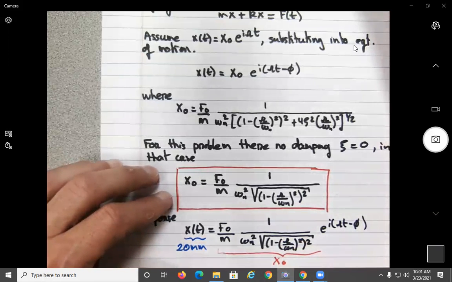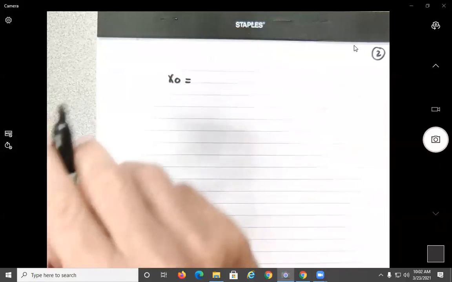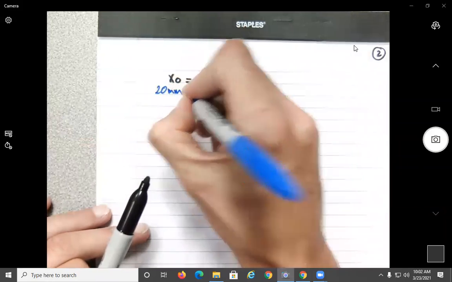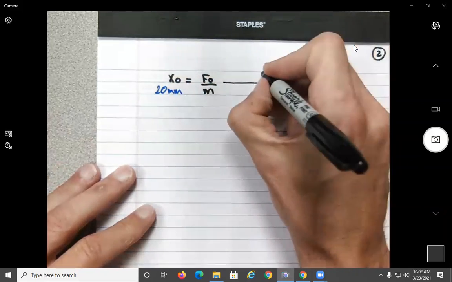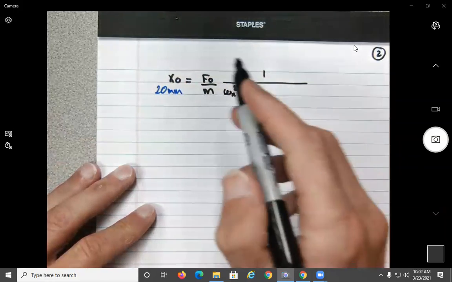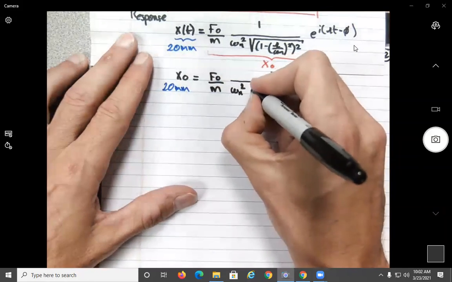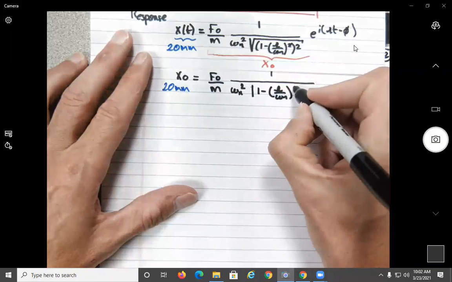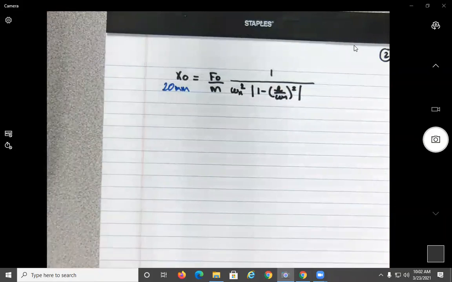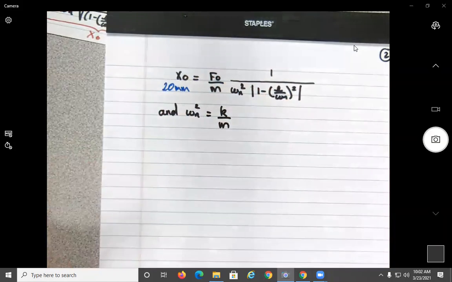All right, so I think what we need to do at the end with this problem is this. We're going to have x sub 0, the 20 millimeters, equal to F sub naught over m, of 1 divided by omega n squared. Here we have the square root, but this is squared, so we should be able to take it out. We need to be careful because this needs to be the absolute value of 1 minus (capital omega over omega n) squared. And omega n squared we know is k over m.